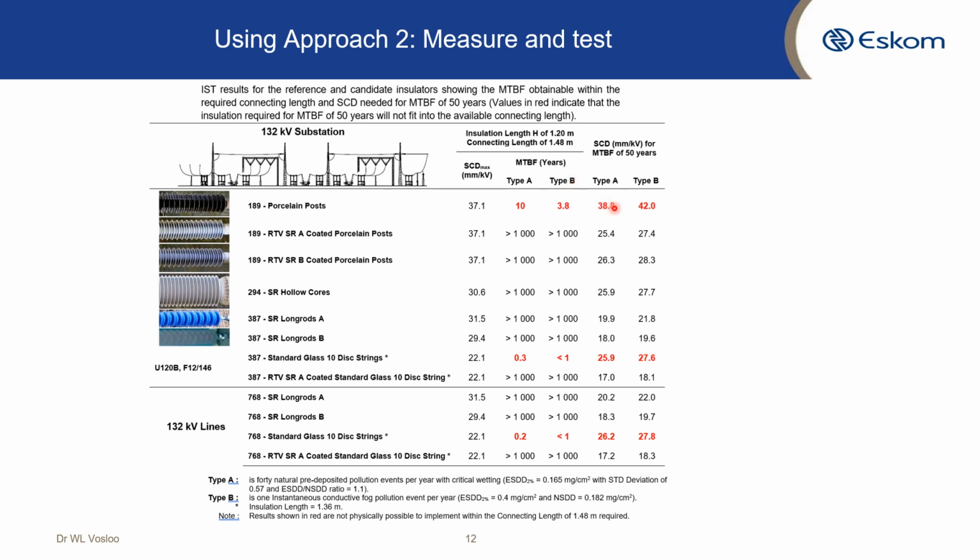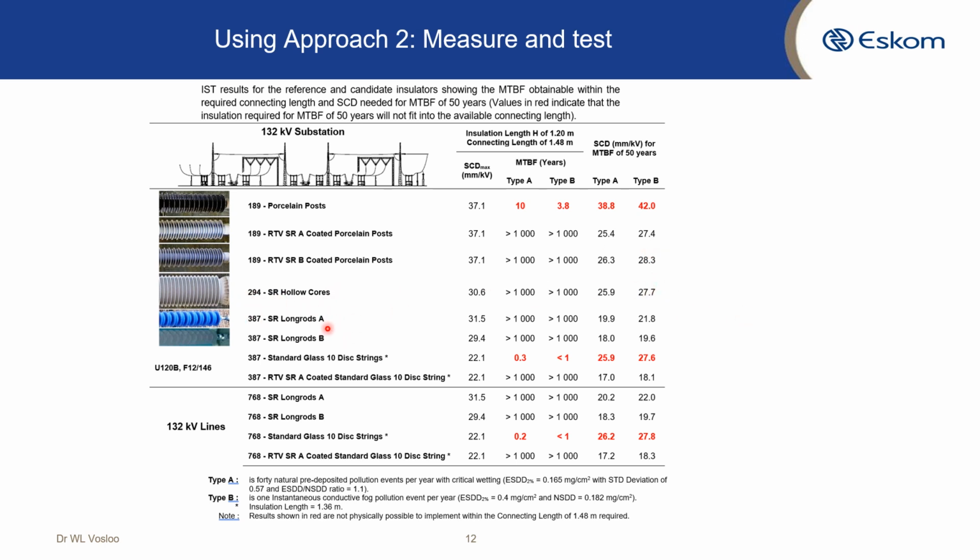We need at least 38, 39 millimeters per kV for 50 years for type A, and for type B, we need 42. See, this is not a good option. We cannot fit that into the available space. When we coat that same porcelain post, then you can see we can come down to 28 millimeters per kV, and we can have it operating successfully. On the hollow cores, we can use 28 millimeters per kV.